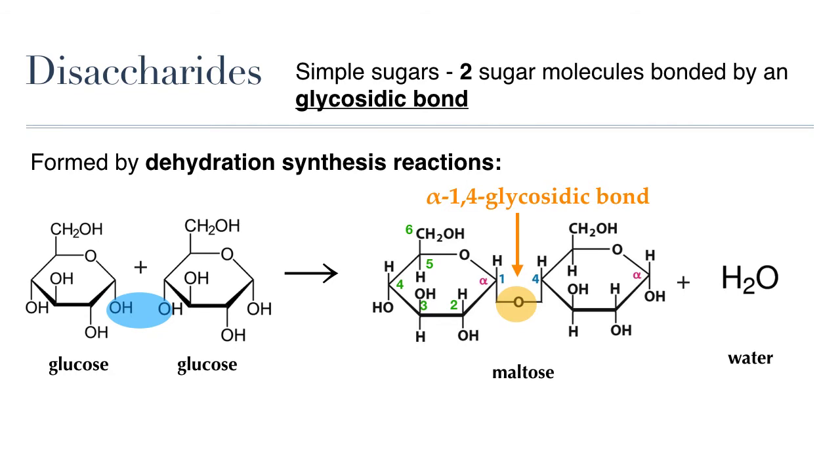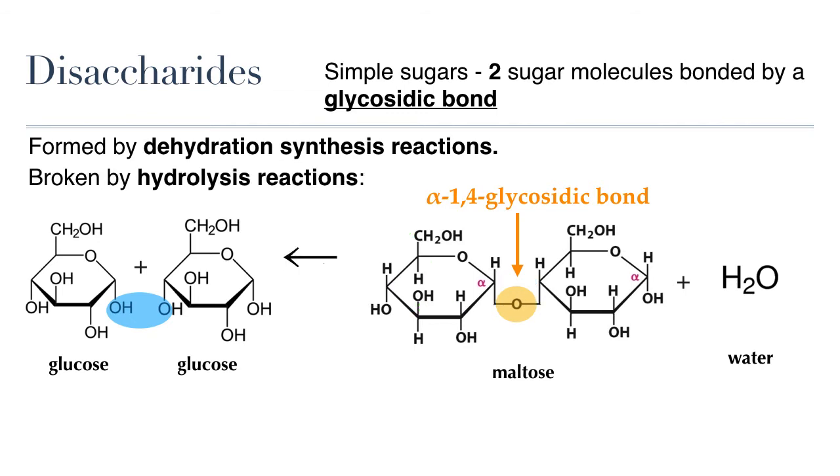Water was removed and a bond was formed by that removal. But let's not forget that the opposite reaction is also possible. For example, in our digestive system, we can break down disaccharides into monosaccharides. The reaction is called the hydrolysis reaction, and it breaks the bond by adding water in the exact same place where it was removed when the bond was formed.